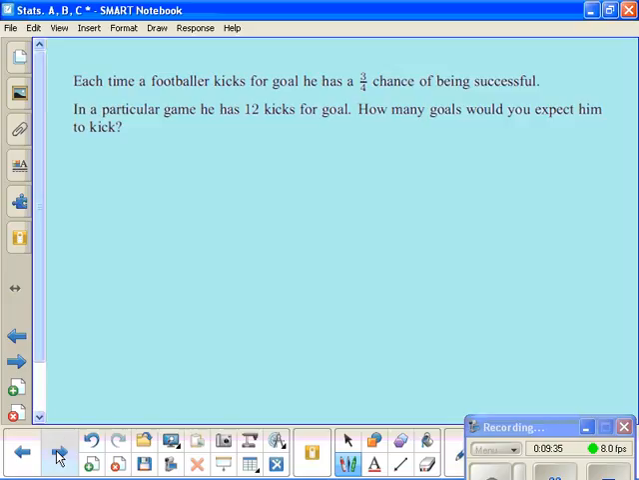So an example, each time a footballer kicks a goal, he has a 3/4 chance of being successful. In a particular game, he has 12 kicks for a goal. How many goals should you expect him to kick? All it simply is for this problem, it's 3/4 times 12, or in other words, 8 goals if he kicks it 12 times. Pretty basic idea there.